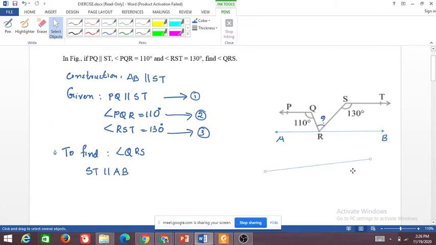So how did you come up with, since ST is parallel to AB, so then what happens? So how did you know that AB is parallel to PQ? Anyone wants to answer that? Ma'am, PQ is parallel to ST, no, ma'am. Okay, PQ is parallel to ST. Wait, I'll write.